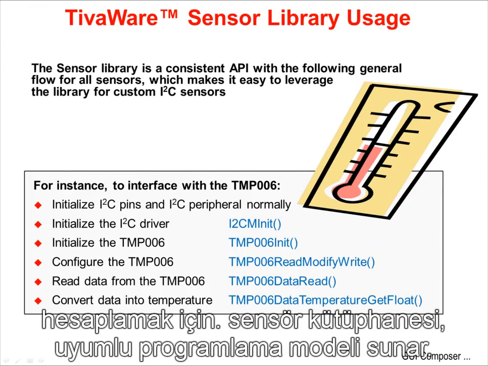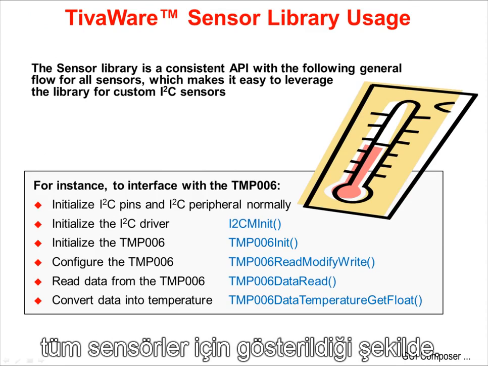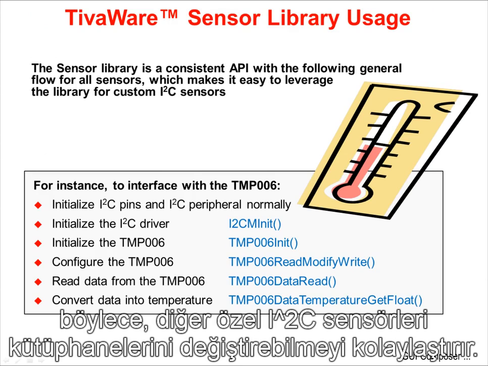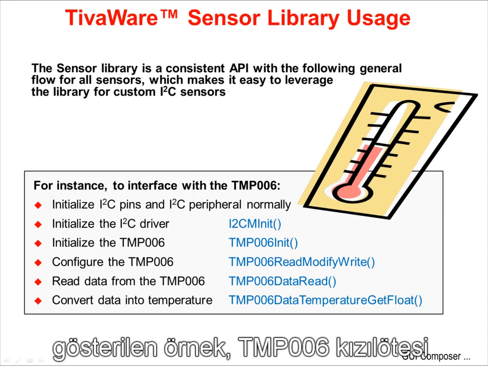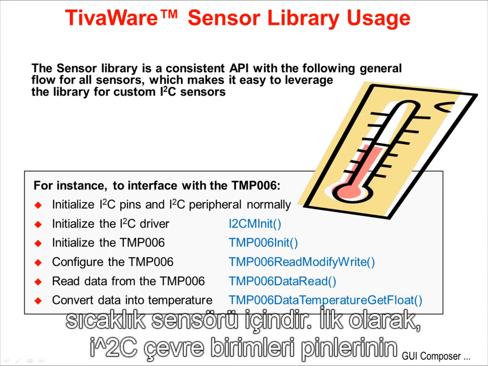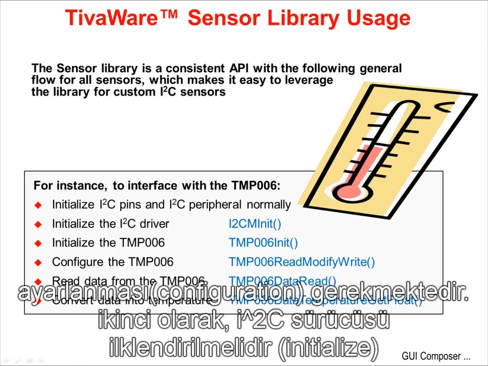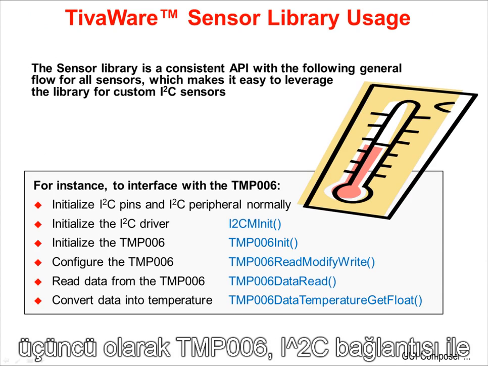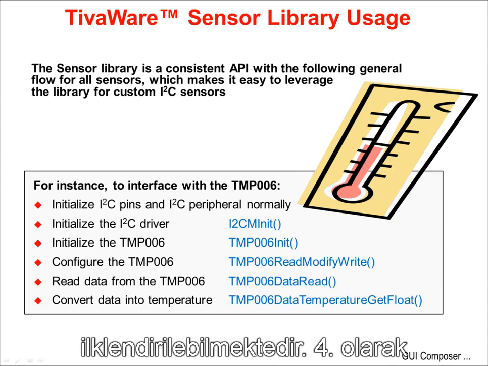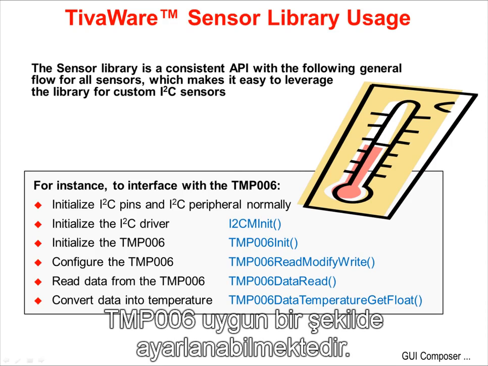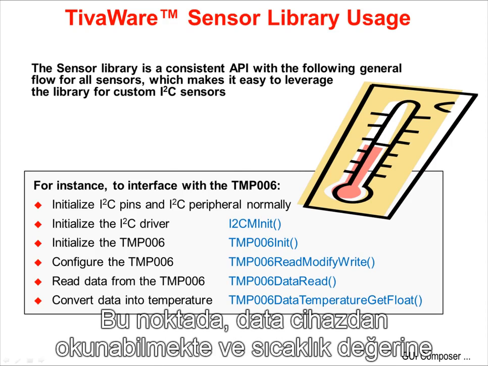The sensor library provides a consistent programming model with the flow shown for all sensors, making it easy to leverage the library for other custom I2C sensors. The example shown is for the TMP006 infrared temperature sensor. First, the I2C peripheral and its pins must be configured. Second, the I2C driver can be initialized. Third, the TMP006 can be initialized across the I2C connection. Fourth, the TMP006 can be properly configured. At this point, data can be read from the device and converted into a temperature reading.